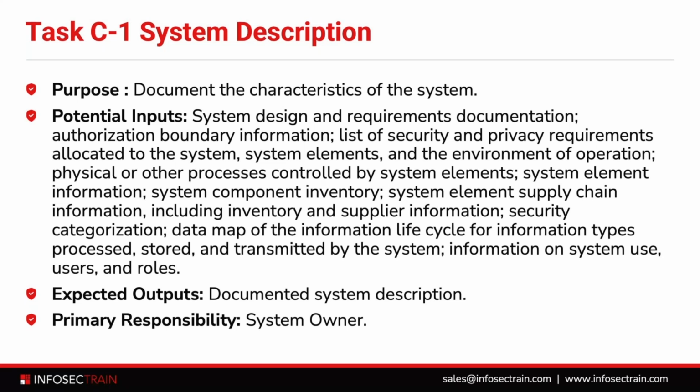So the potential inputs: system designs and requirement documentation, authorization boundary, list of security and privacy requirements, system elements. So all unique identifiers that are there with respect to a system, all the details need to be recorded as a part of the system description task. So the expected output from this particular task is a documented system description. We get a complete detailed system description document, and who is responsible for doing this task is the system owner.